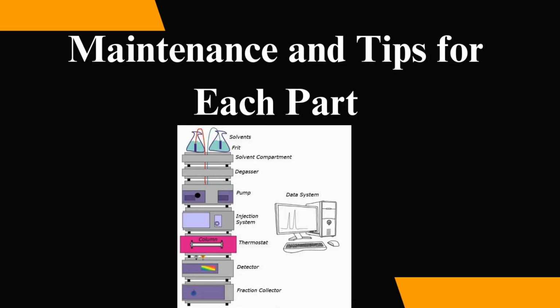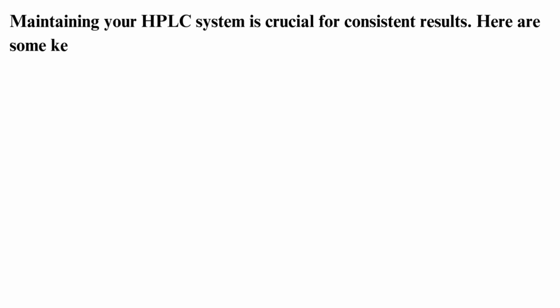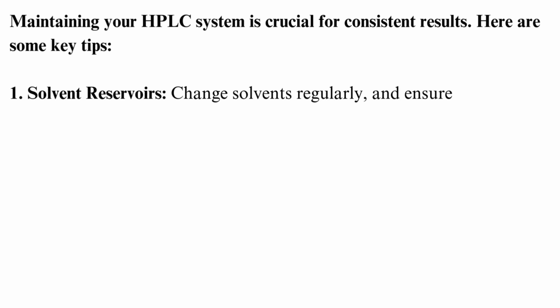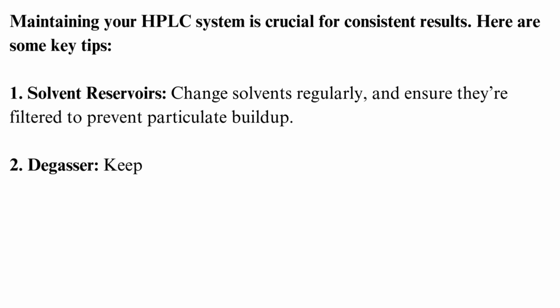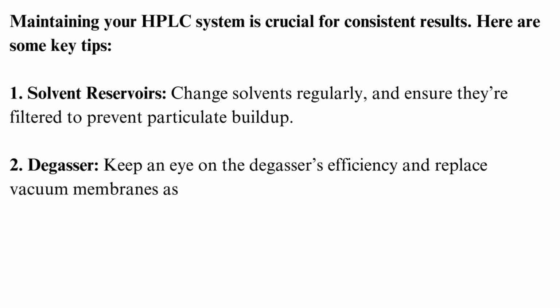Maintenance and tips for each part. Maintaining your HPLC system is crucial for consistent results. Here are some key tips. Solvent reservoirs. Change solvents regularly, and ensure they're filtered to prevent particulate buildup. Degasser. Keep an eye on the degasser's efficiency and replace vacuum membranes as needed.